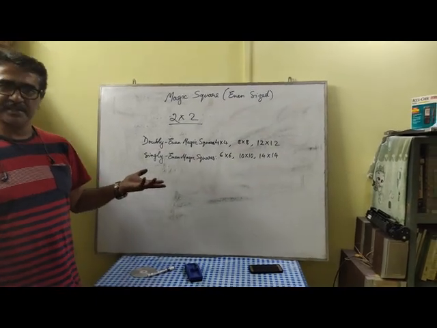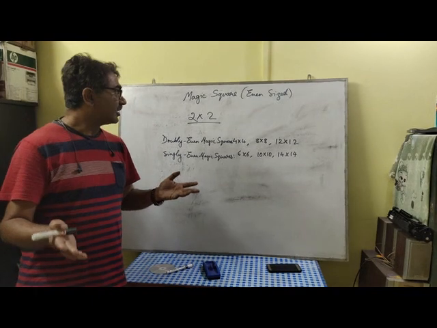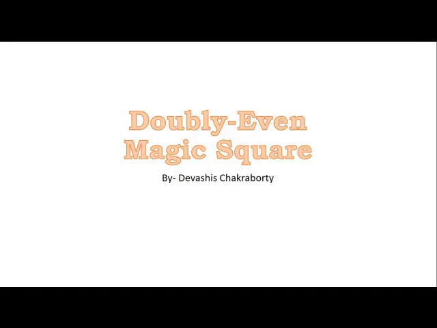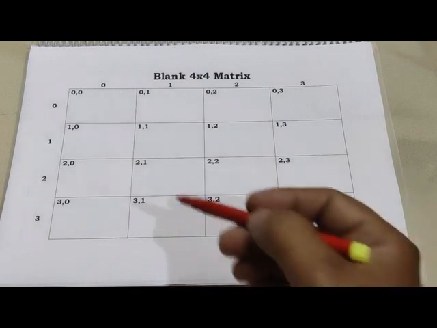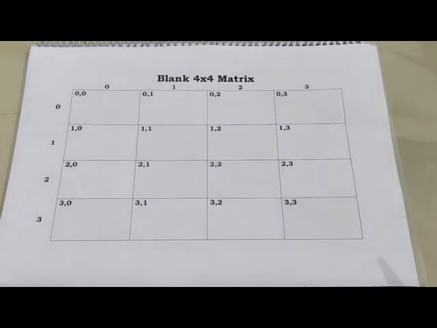And that's it. You can just see the demonstration of how I am going to create a magic square. For convenience, I have taken this blank 4 into 4 matrix. First of all, we are going to learn how to create a magic square for a 4 into 4 matrix. Of course, I am talking about the doubly even matrix, that is, sizes which are multiples of 4: sizes 4, similarly 8, 12.